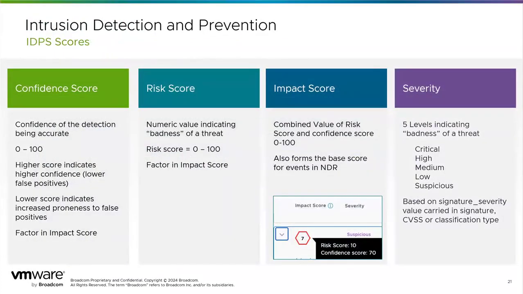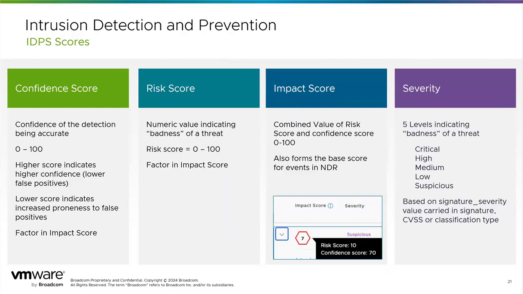For the scores, this is how our IDPS will create an impact score and then determine a severity. Your confidence score is the confidence of a detection actually being accurate. It is applied on a 0 through 100 scale. A higher score would indicate higher confidence, meaning fewer false positives. A lower score would probably mean that this is going to accrue quite a few false positives, and you're going to need to take that into factor.